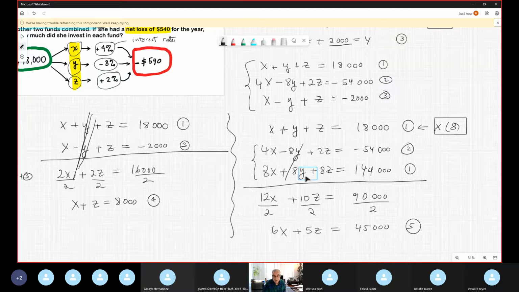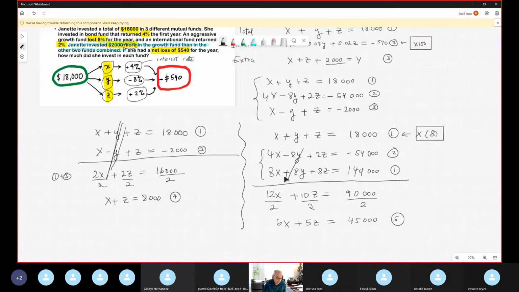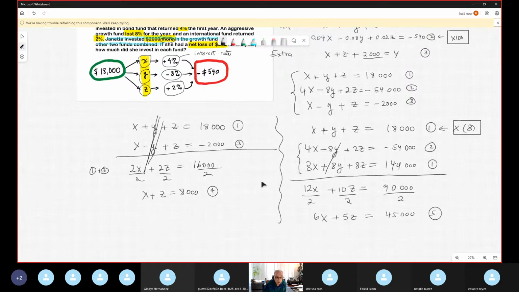And you put together 4 and 5. And let's see what happened. I don't have idea. Something good happened. It was 6x plus 5z equal 45,000. And this is equation 5. And this is my new system. I want to focus on the solution of this.